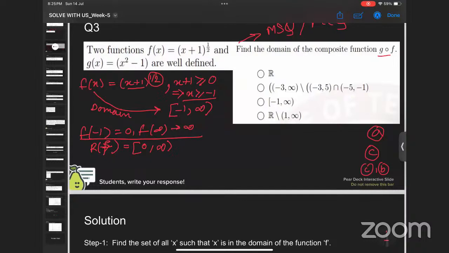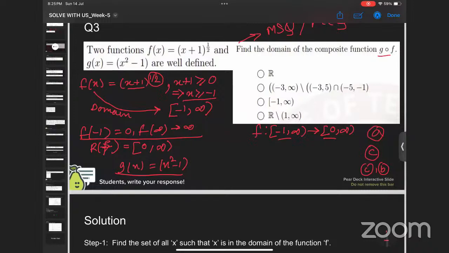Yeah. So we have f from [-1, infinity) to [0, infinity). So here we got our A and B. This is our A, this is our B, right? If we now do the same thing for the function g, what should be the domain for g here?